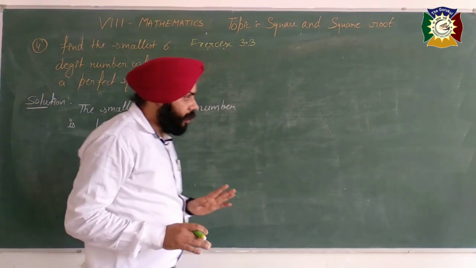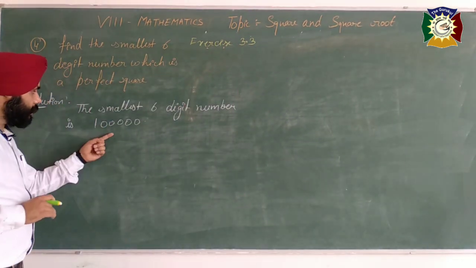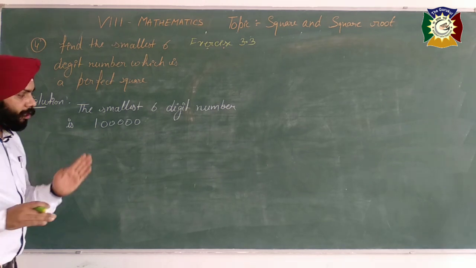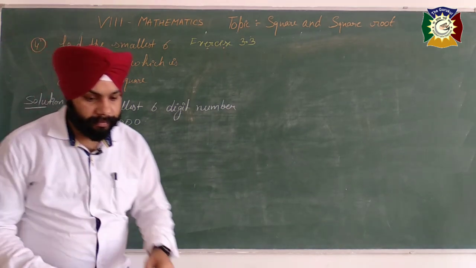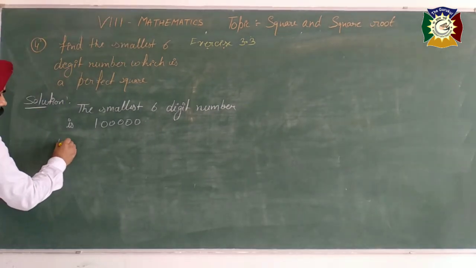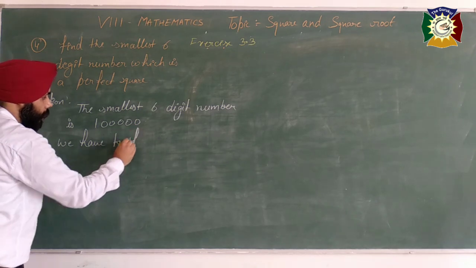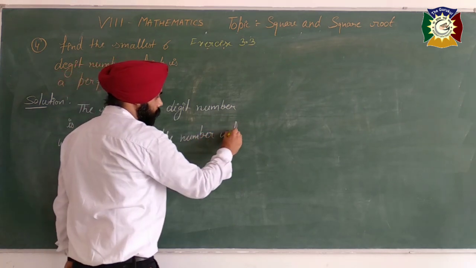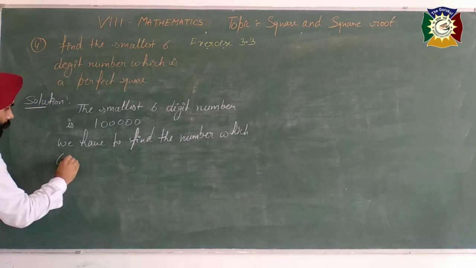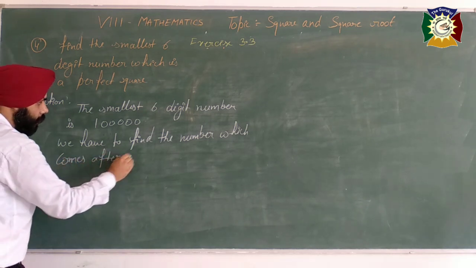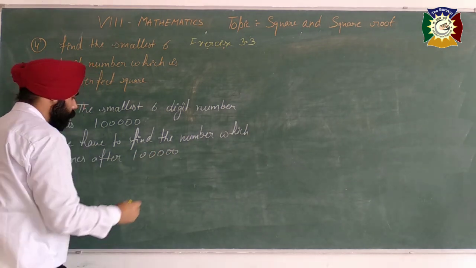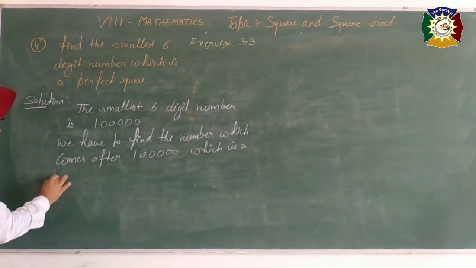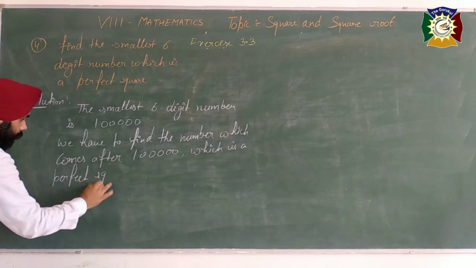So which perfect square number will come after this, children? Because the numbers before this, its predecessors, will be 5-digit numbers, and we need a 6-digit number, so the 6-digit perfect square will come just after this. And we have to find the number which comes after 1 followed by 5 zeros, which is a perfect square number.